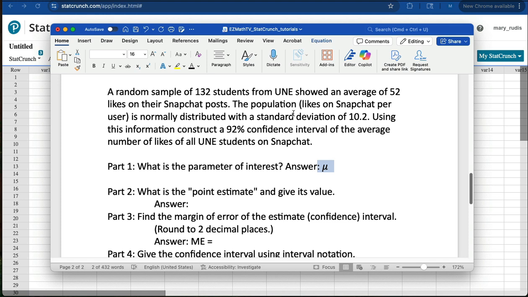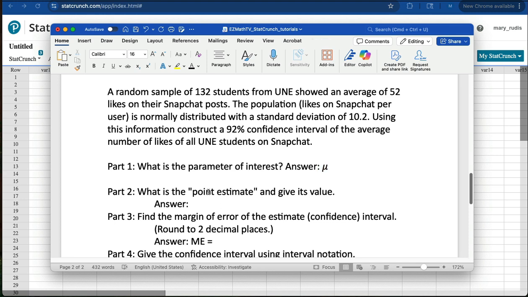We're not talking about the proportion of anything. We're talking about an average number of likes. So the average number of likes among all students at UNE on Snapchat.